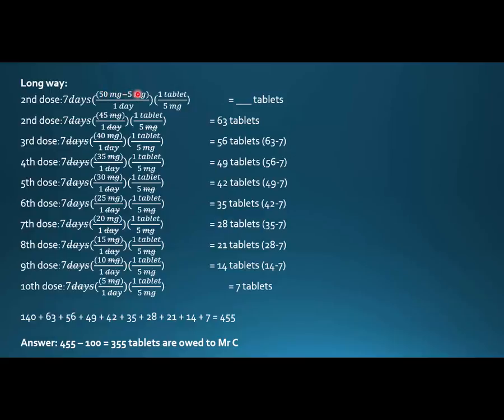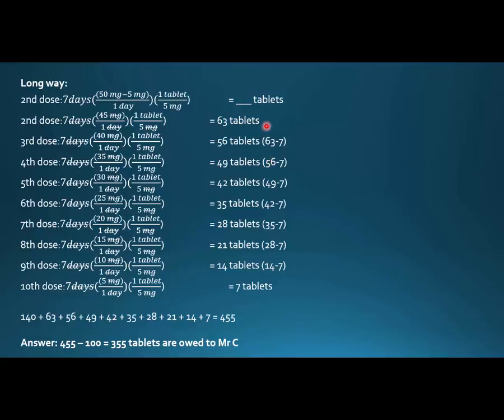50 milligrams minus 5 milligrams over 1 day times 1 tablet per 5 milligrams gives us the number of tablets each time, just like we did before. So the second dose is 63 tablets. The third dose is 56. The fourth dose is 49, and we're doing all of this math, and it's very time consuming.